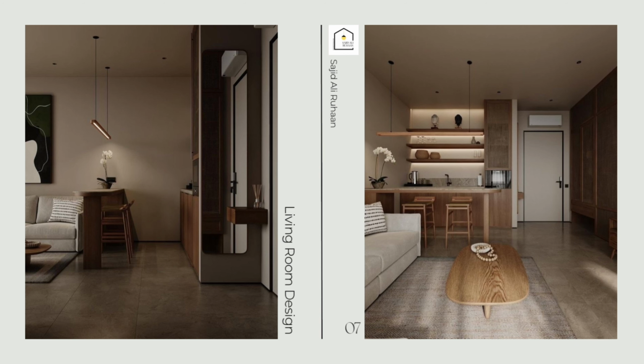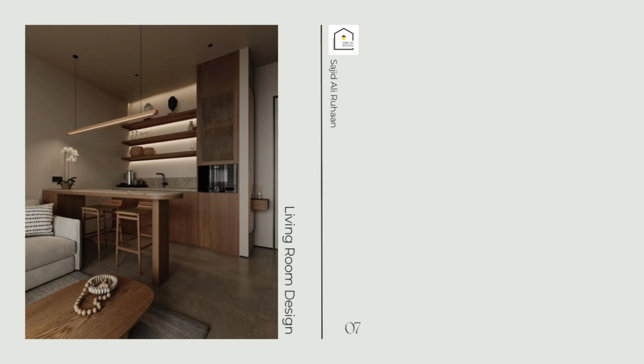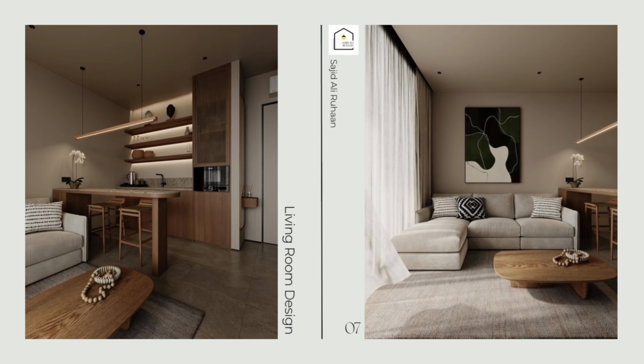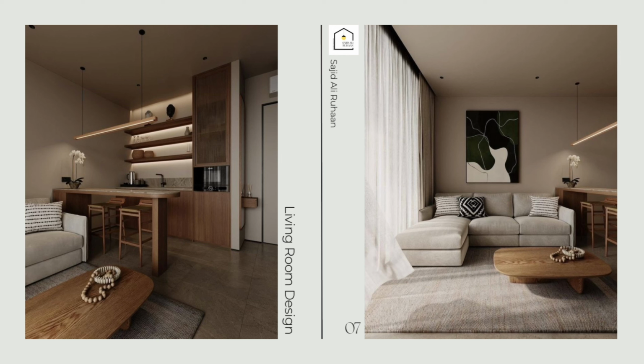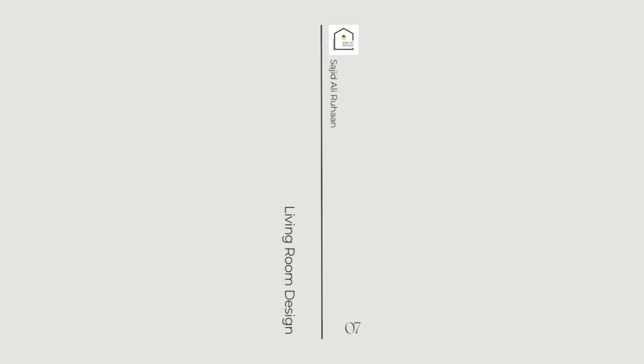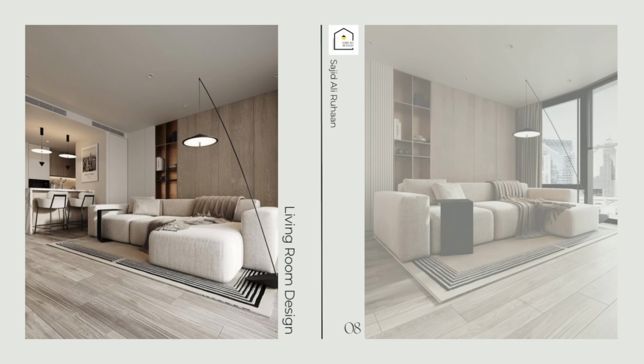10. Luxury or glam living room. Focuses on opulent materials like velvet, marble, and metallics. Features plush furniture, dramatic lighting, and elegant accessories. Jewel tones, like emerald green or royal blue, often make bold statements in this style.